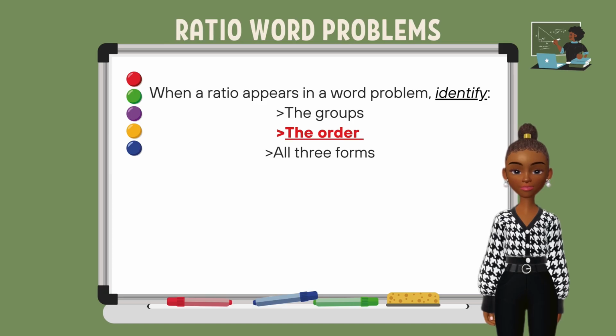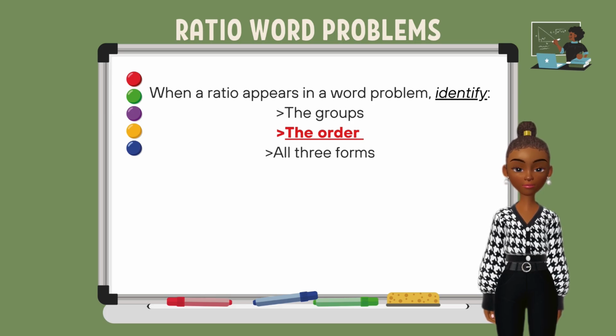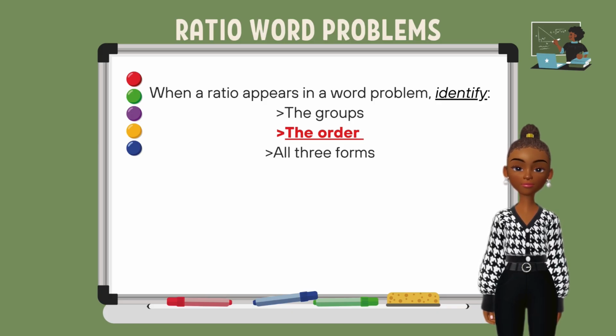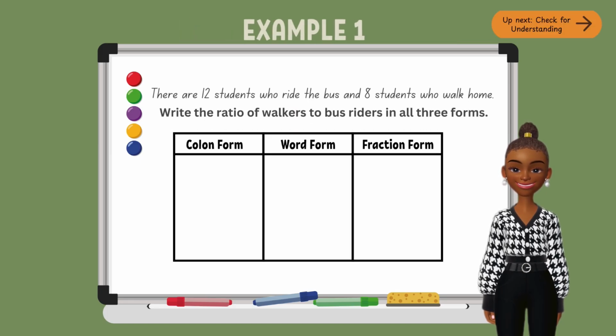The first thing is identify the groups. Are we talking about markers and pencils, or are we talking about cats and dogs? Number 2, identify the order and how you should be writing the ratio. Whenever they tell you to write the ratio, they're going to give you an order and how they want it to be written, and it's really important that you follow that order. And number 3, write it in all 3 forms. So let's try one together.